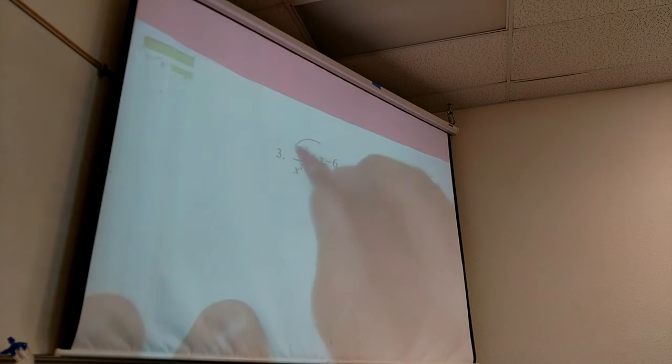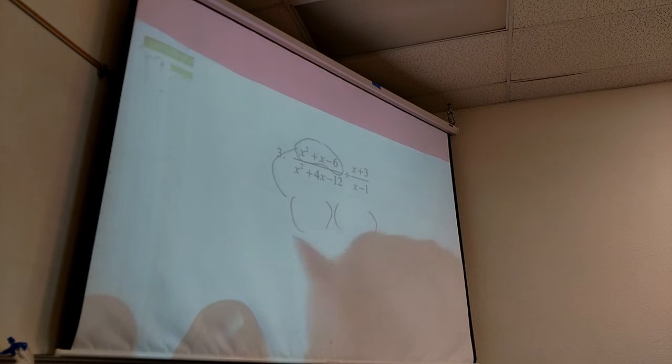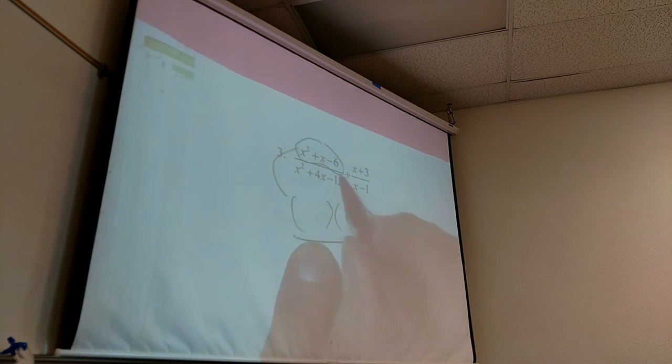So how do I factor the top here? What do I do with this? How do I factor this? Plus 3, negative 2. Good. Bigger one's positive. I like it. What about the bottom there? Numbers that multiply to negative 12 and add to 4. 6 and 2. The bigger one's got to be positive. The bigger one is 6.